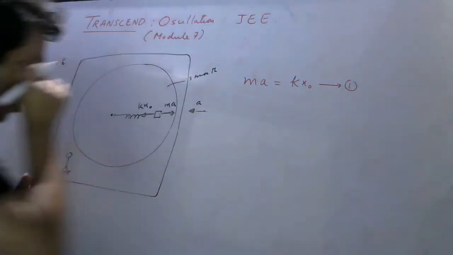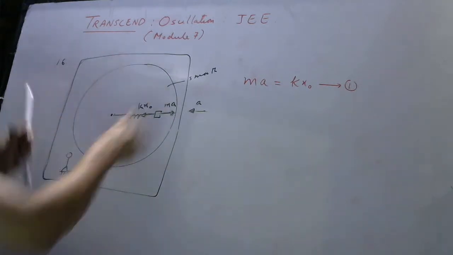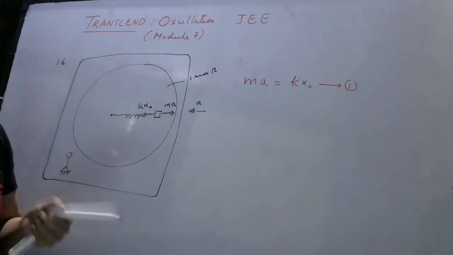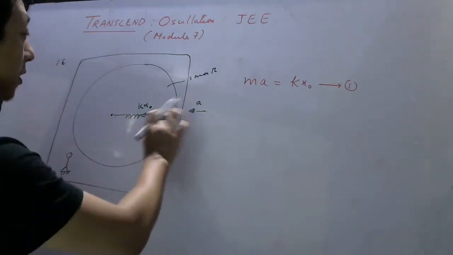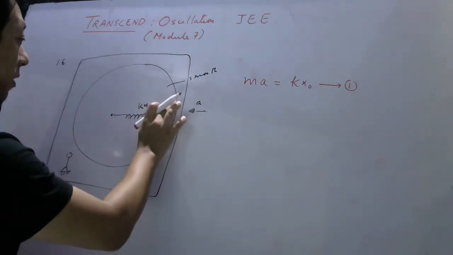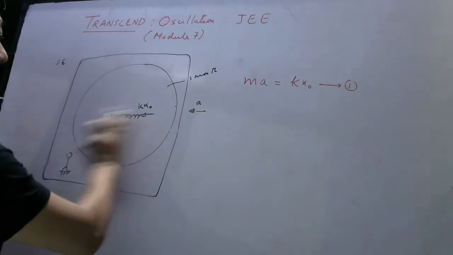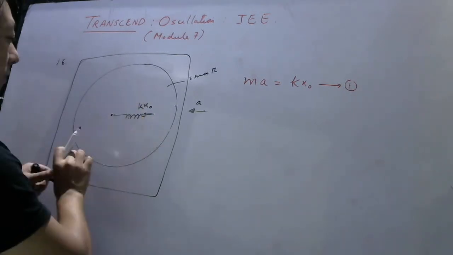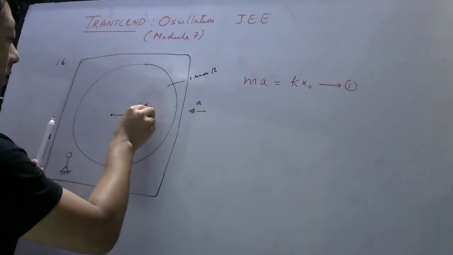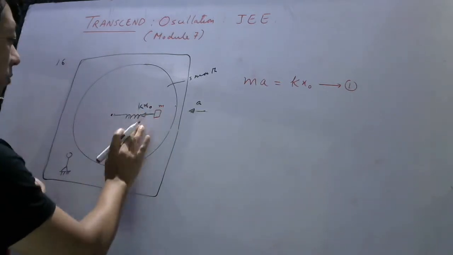Now the question says, suddenly when the vehicle speed has reached V, the engines turn off. So the engine turns off, thus eliminating its acceleration but not its velocity. Obviously the velocity will continue because of inertia, but acceleration will no longer be there. So when this ma suddenly vanishes, the block will start oscillating, because it will come back to its mean position, and because it has inertia, it will overshoot the mean position and oscillate.